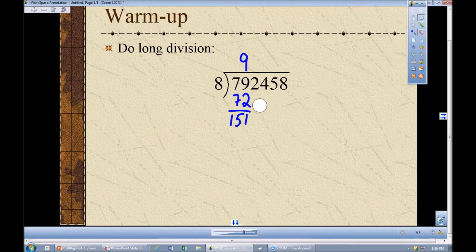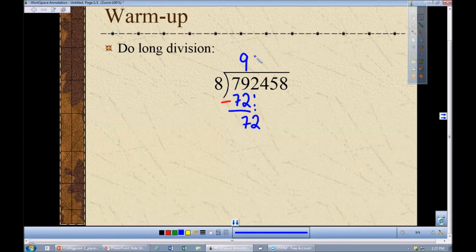Wait a minute, I wasn't supposed to add. I think I was supposed to subtract. So let me mark that here, subtract those. 79 minus 72, sorry elementary school teachers, I'm kind of letting you down here. I'm not remembering how to do this. Let's see, 9 minus 2, that leaves me a 7, and then bring down that 2. 8 goes into 72 9 times. I'm going to put that over the 2. And then 9 times 8 is 72, and 72 plus 72 is 144.